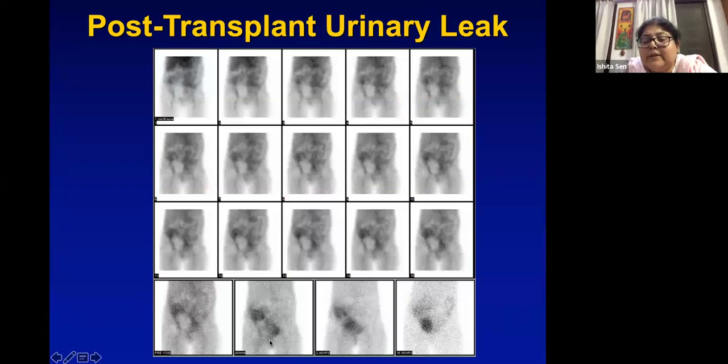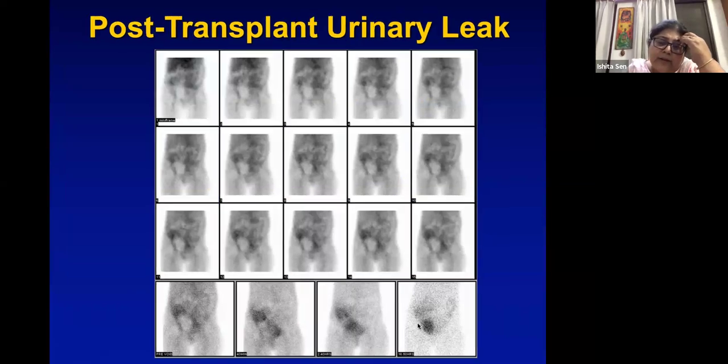This is a patient with a very poorly functioning transplant kidney with a leak. This is actually a leak, a urinoma, which is seen below the kidney.